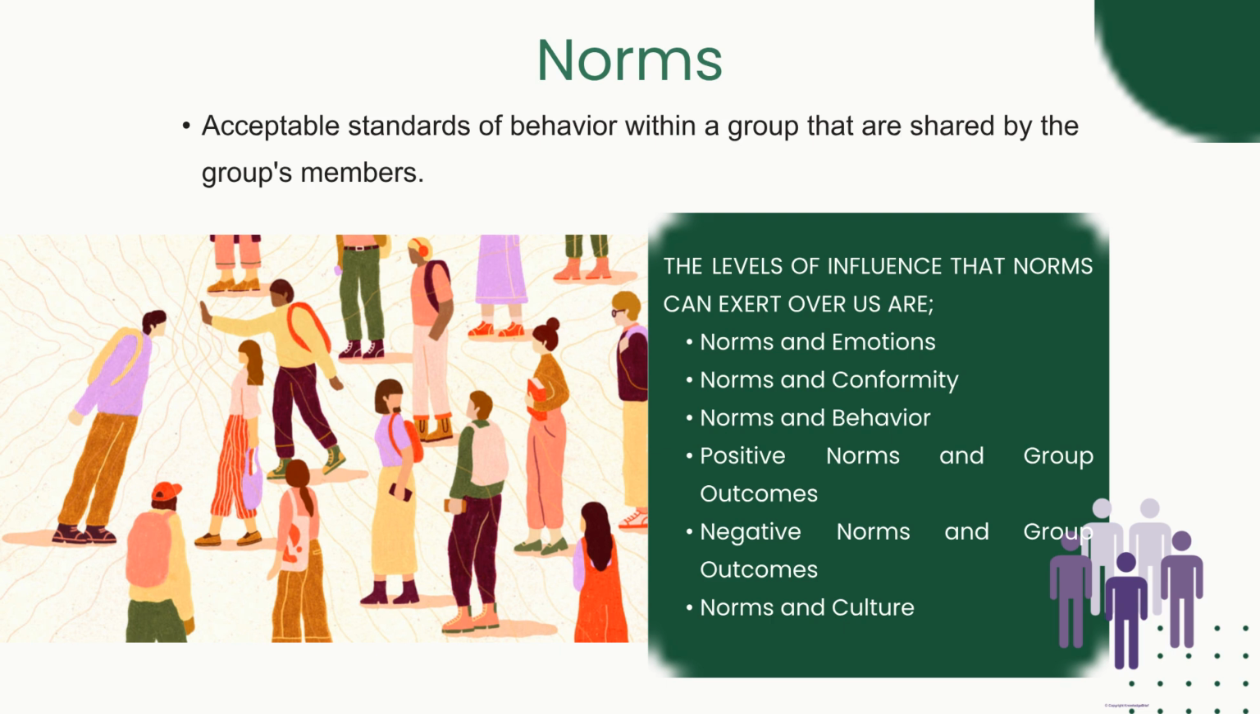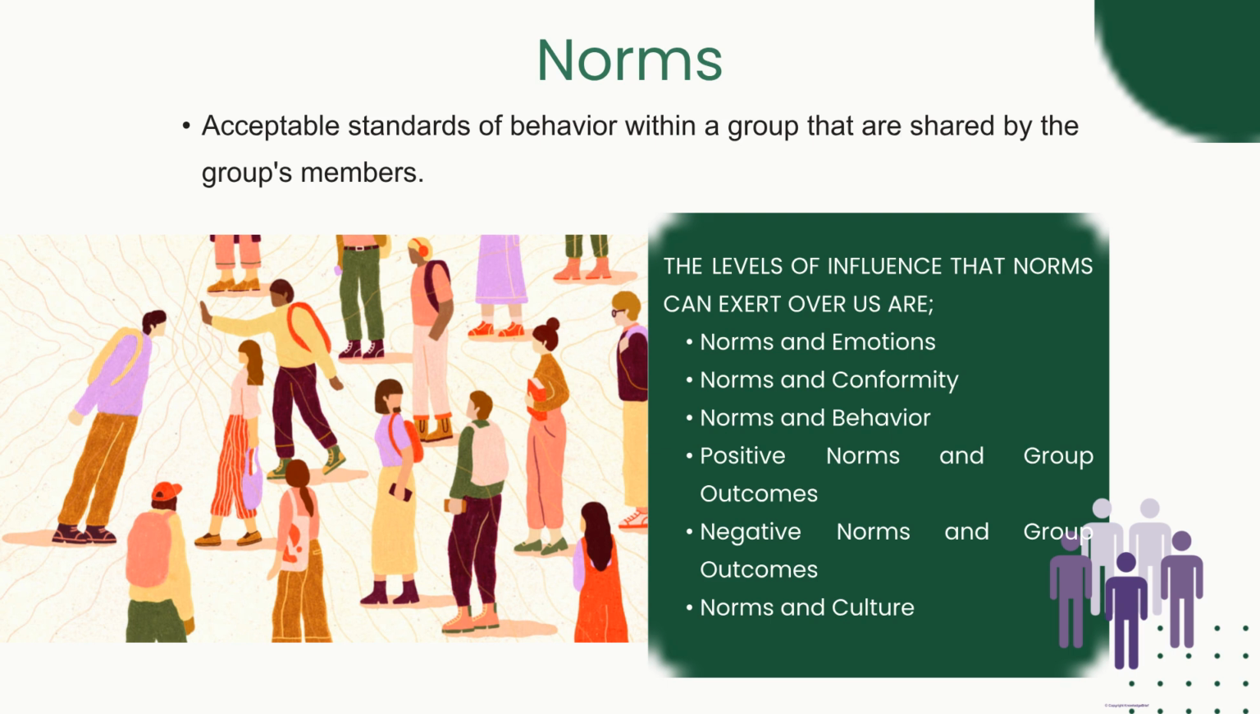Now let's see the second property of group. Norms are shared rules that guide behavior in a group. They influence how we act, how we feel, and how we interact with others. Norms help maintain order and predictability within groups. For example, standing in line while waiting for your turn, or wearing proper clothes to school or work.